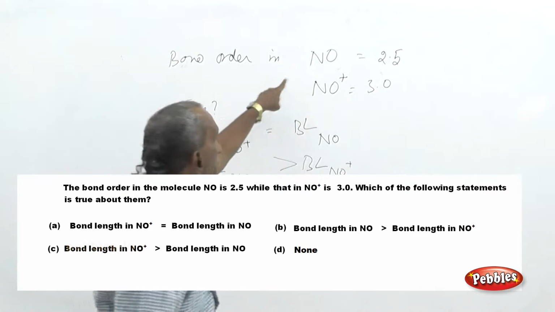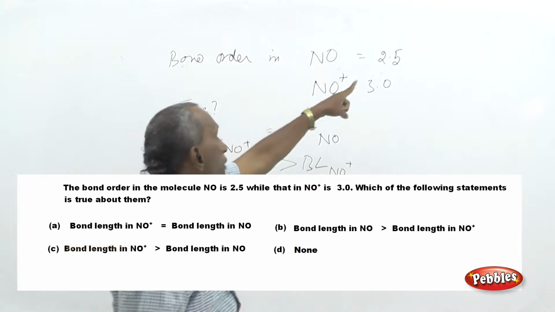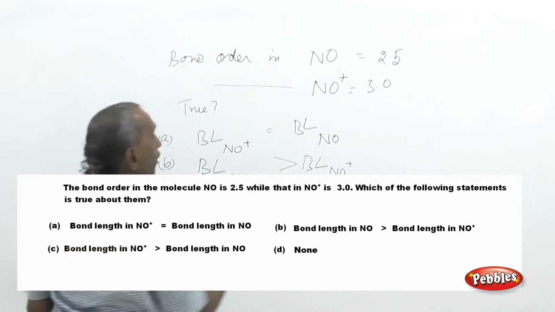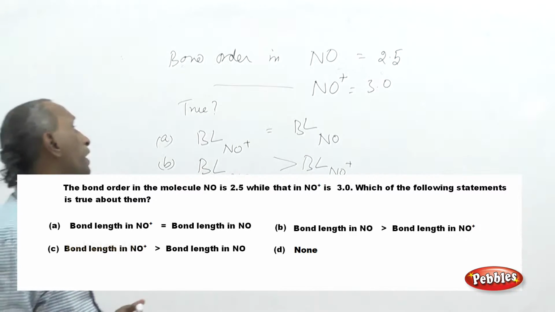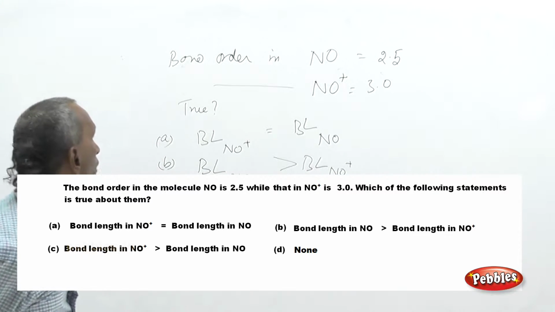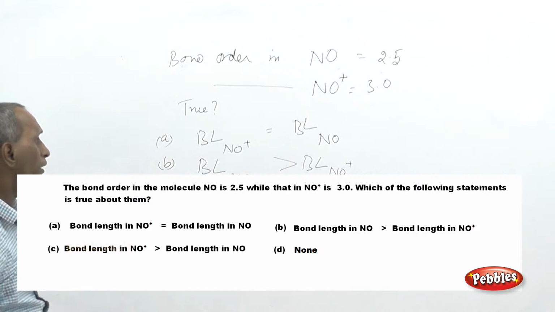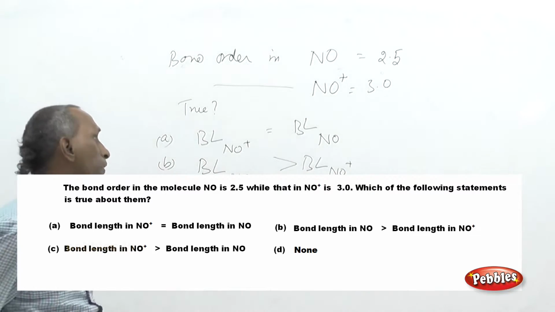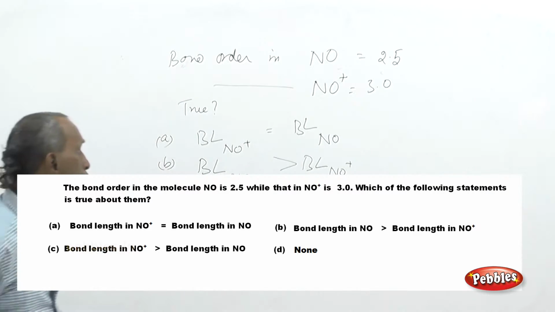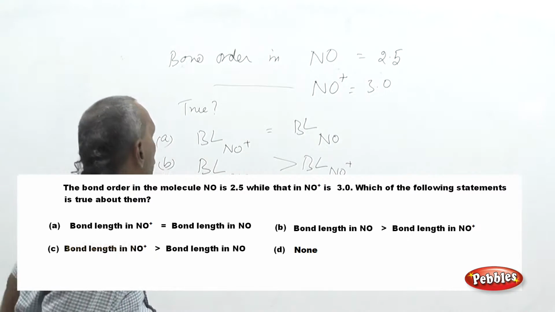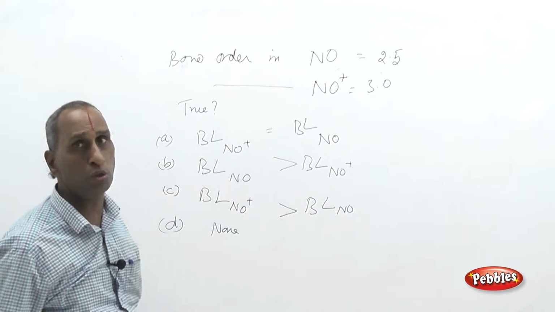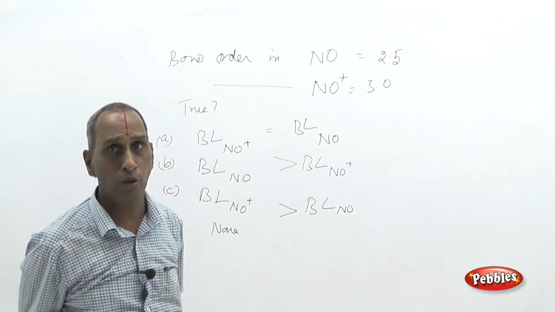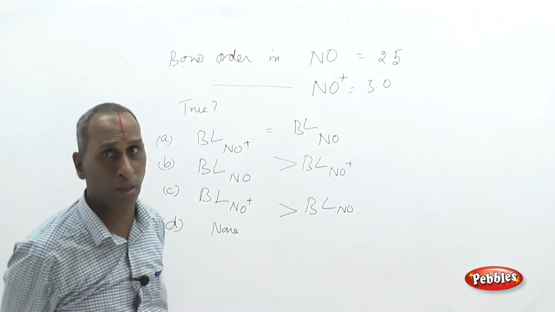Bond order in the molecule nitric oxide is given as 2.5. Bond order in the nitrosyl cation, NO plus, is given as 3. Which of the following statements is true about these two species? They have given some identities or inequalities, or even none. They have compared merely the bond lengths of the two species. Will bond length be less than, greater than, or equal, or nothing can be told about the bond length and bond order?